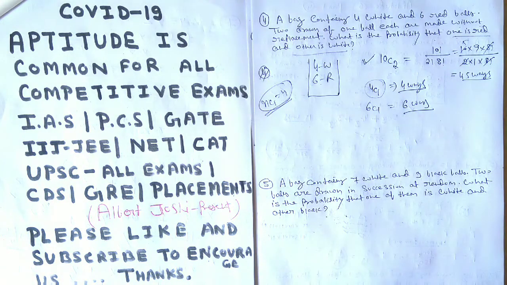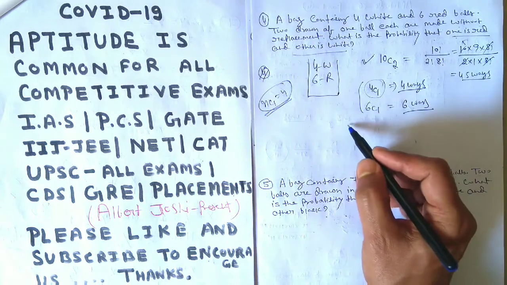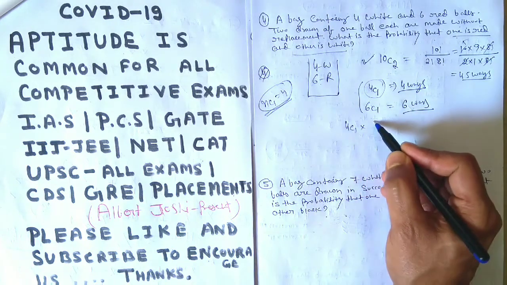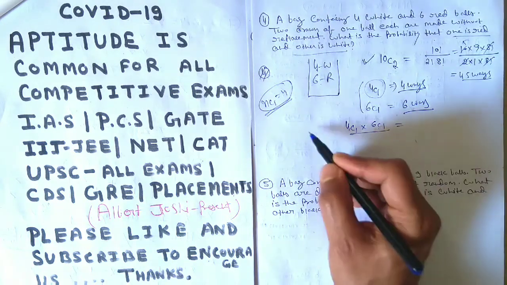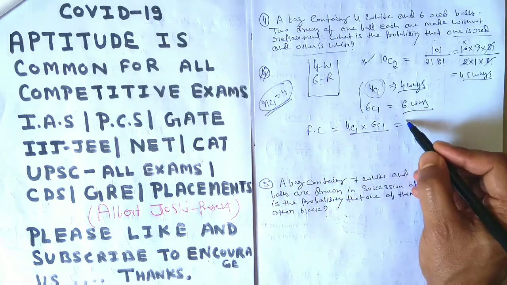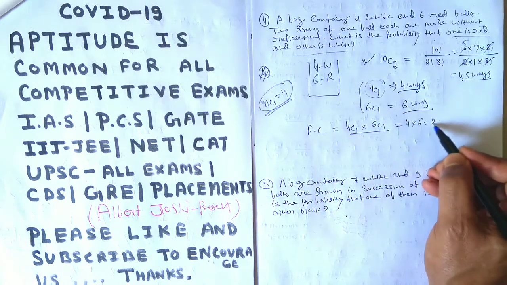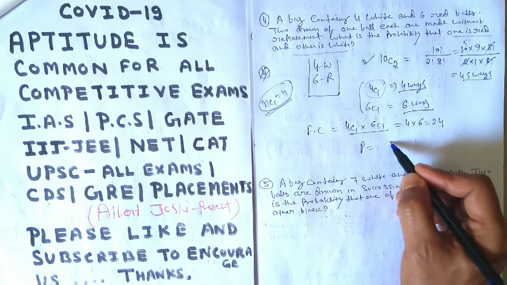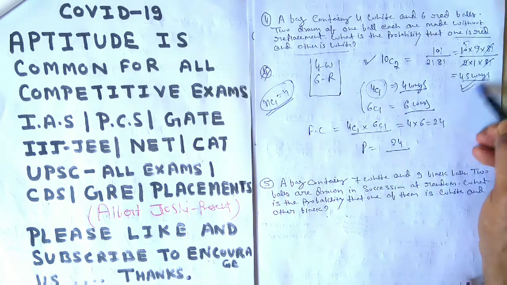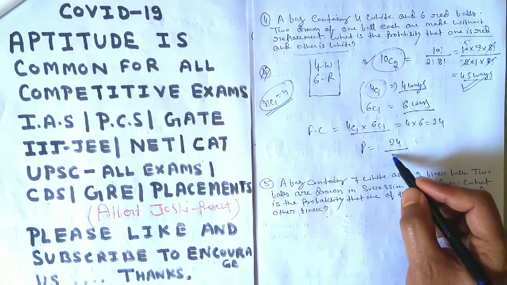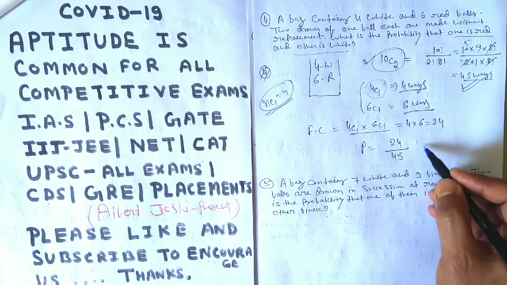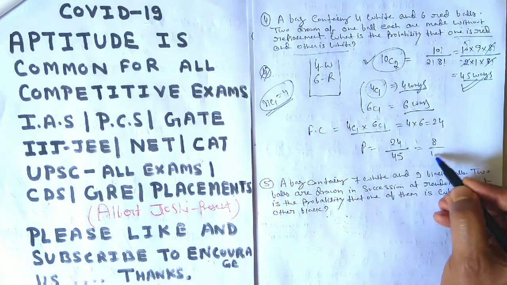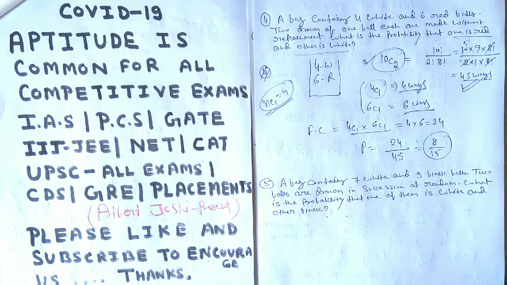The total number of ways of drawing a white and a red ball is the multiplication of these, 4C1 into 6C1. Okay, this is the favorable case. 4 into 6 is equal to 24. So your probability is equal to favorable cases upon total number of cases. The total number of cases is 45. So your answer is 8 upon 15. I think you understand.